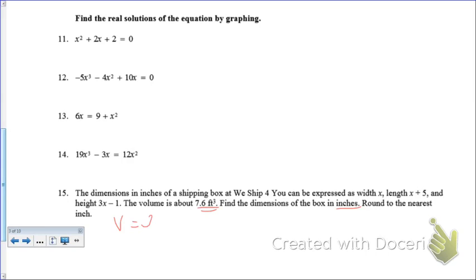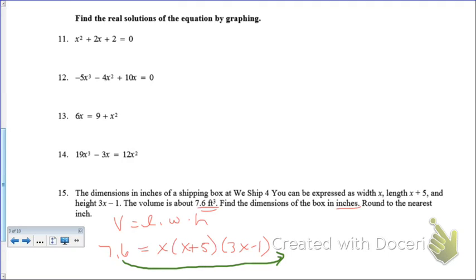We know that volume equals length times width times height for a box. And so that's going to give me 7.6 is equal to, and it doesn't matter what order we put it, x times x plus 5 times 3x minus 1. You can actually put this in Desmos if you bring the 7.6 over with the rest of the function. You don't have to multiply anything out or anything.